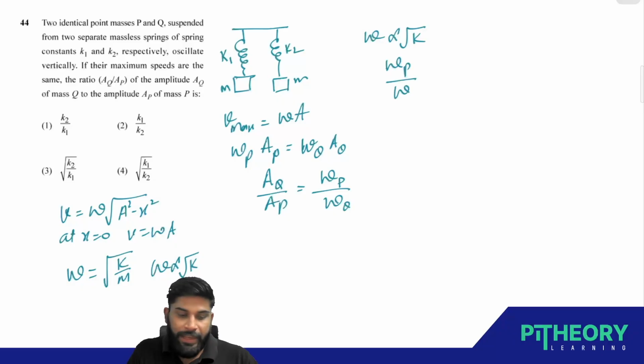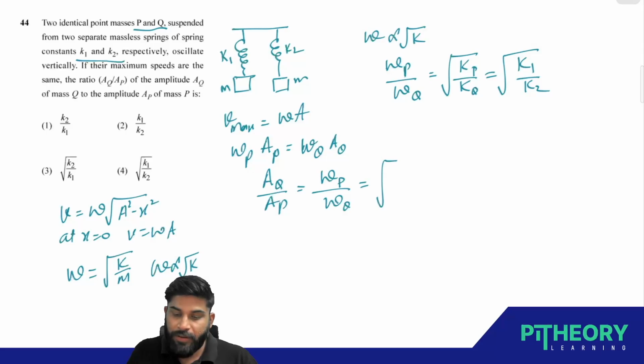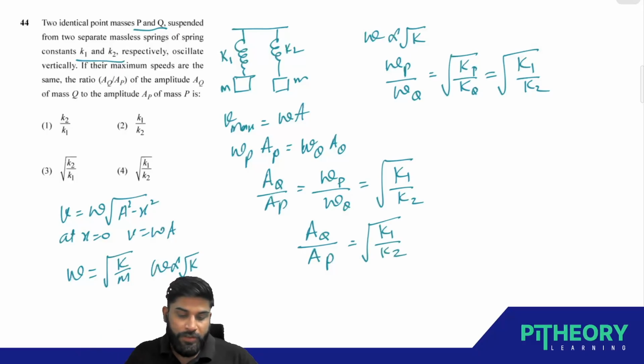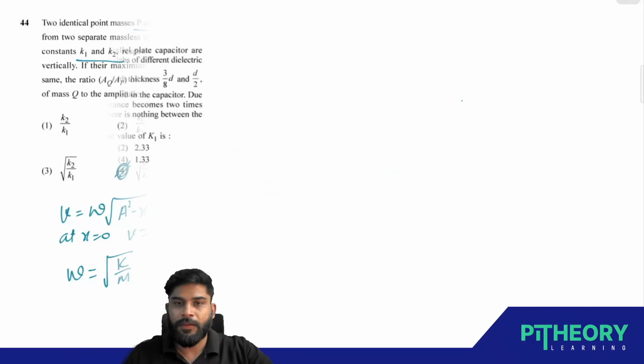Root kP by kQ, right? KP is given as k1 only, and for P and Q, k1 and k2. So you can write root k1 by k2. So omega P by omega Q is root k1 by k2 you'll be getting. And the ratio of the amplitudes of Q to that of P, AQ by AP, is equal to root k1 by k2. Option 4 will be the correct option here.